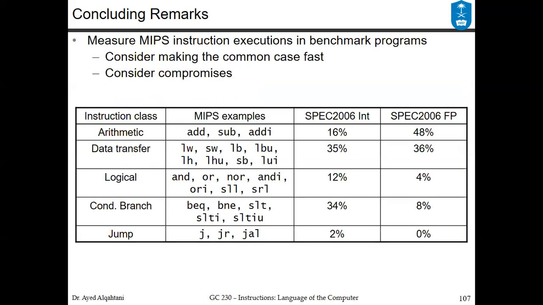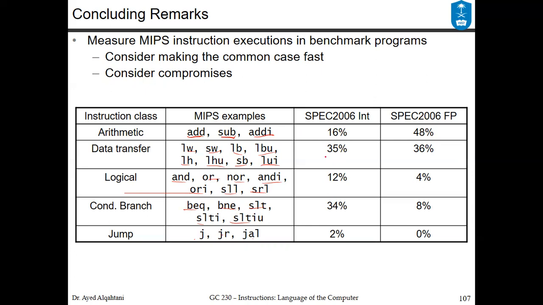Now, we discussed many instructions. We talked about the add, the subtract, the add immediate, the load, store, the load word, store word, load byte unsigned, load half unsigned, store byte, load upper immediate, and, or, nor, and immediate, or immediate, shift left logical, shift right logical, branch equal, branch not equal, set less than immediate, set less than immediate unsigned, jump register, and jump and link. We studied all of them, and we saw them through many of the assembly codes.